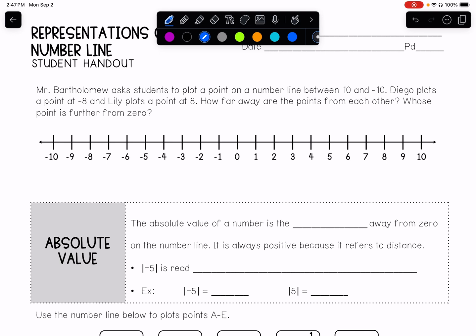Let's plot Diego first. So Diego is at -8. Going to plot that. Let's write Diego. Lily's at +8. Let's write Lily.